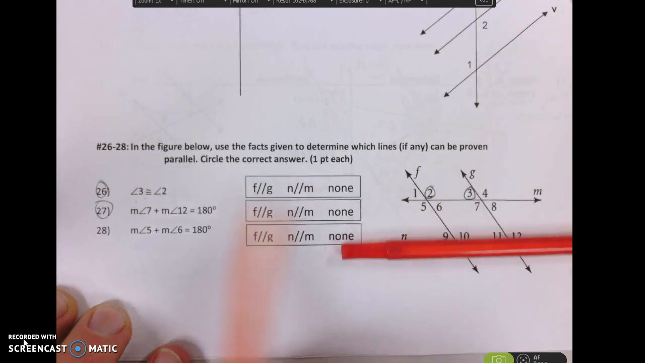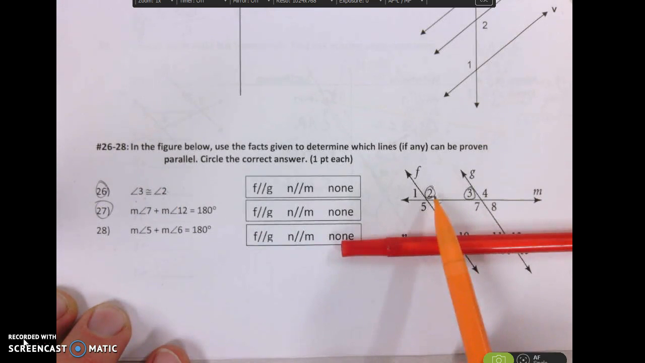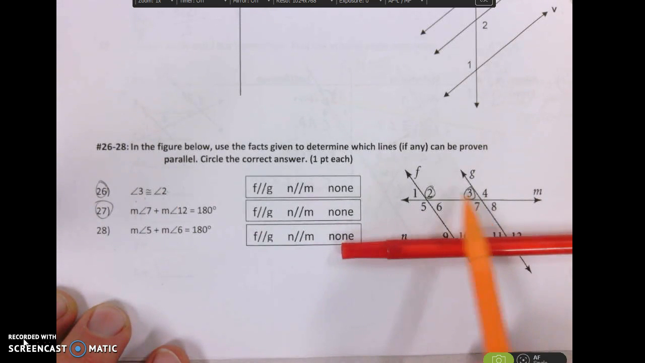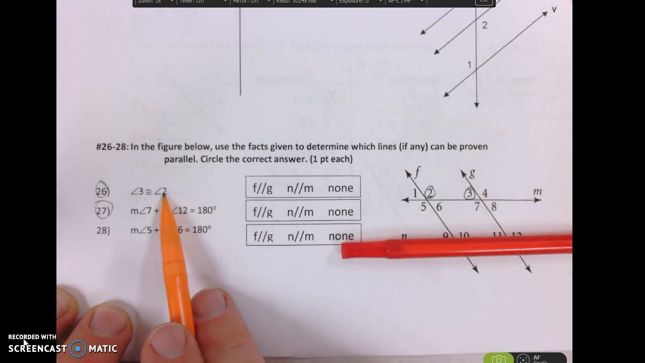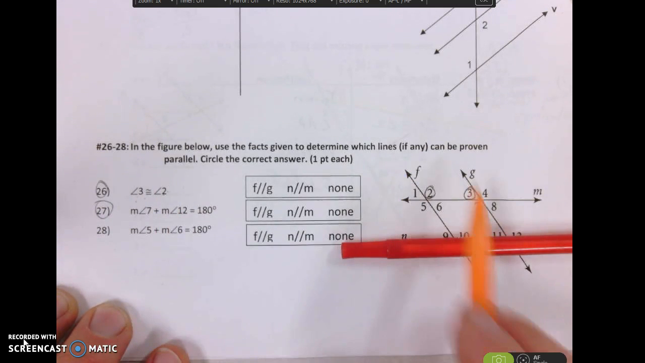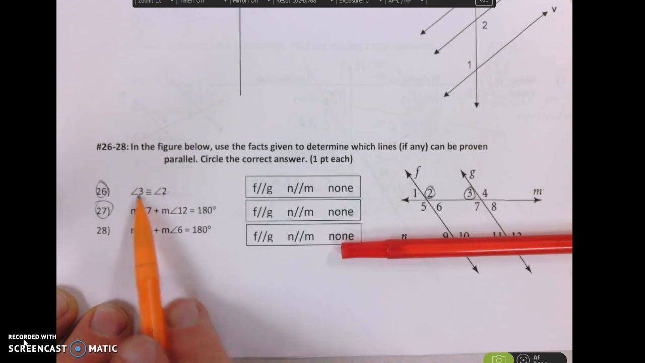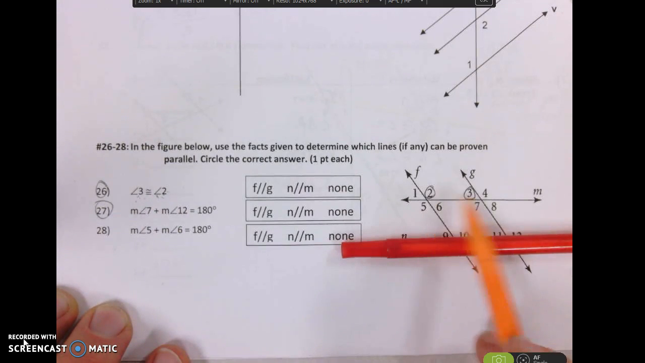Now, it says they're congruent. Now if you look, this is obtuse, this is acute. Same side interior are supposed to be supplementary, not congruent. So if this said angle 3 plus angle 2 equals 180, I would say, yep, F and G are definitely parallel. But because it says they're congruent, these are not supposed to be congruent. I'm going to say none. That does not prove that any lines are parallel.